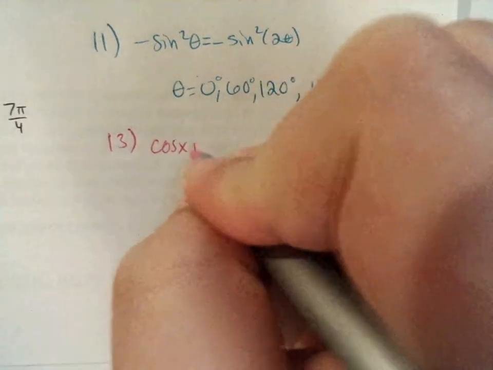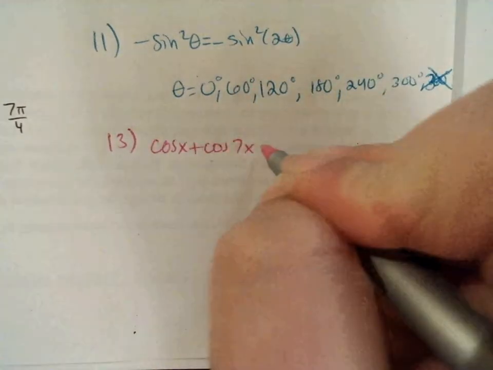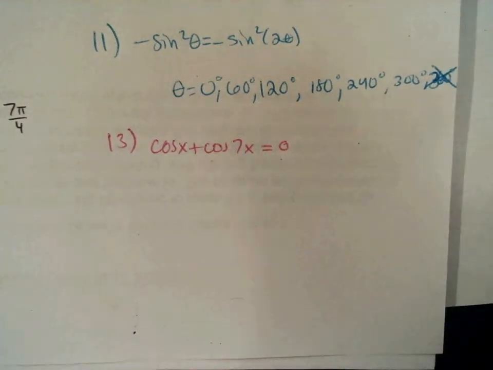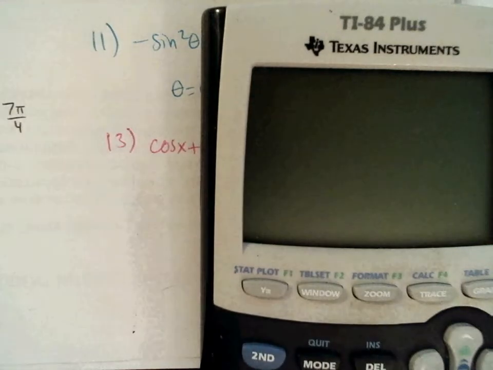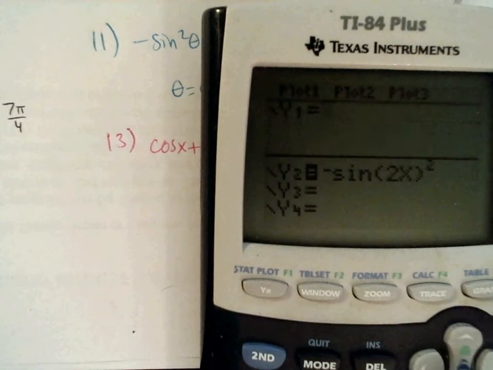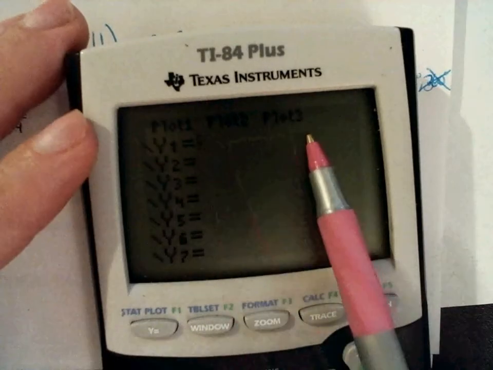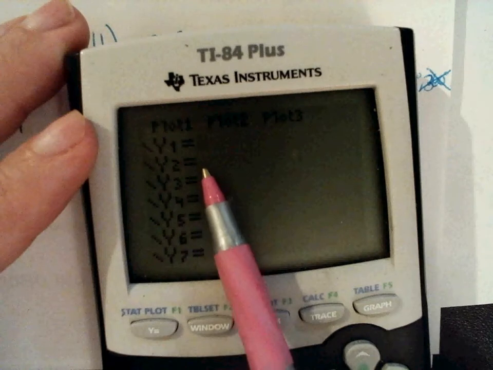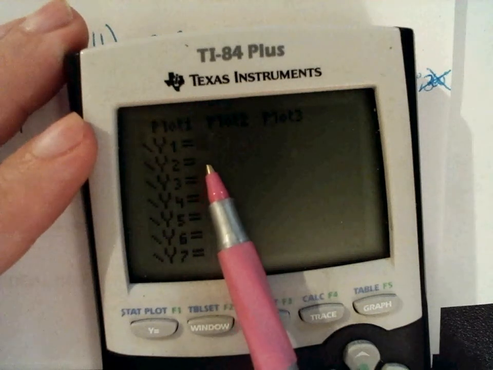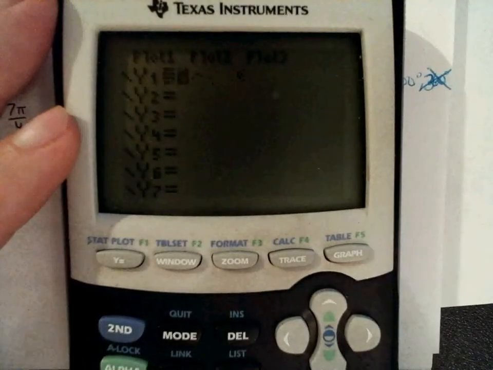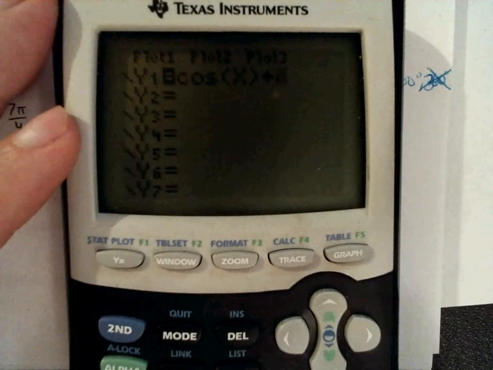So let's go with number 13. Number 13 says cosine of x plus cosine of 7x equals 0. Okay, so it looks like I'm looking for the angles between 0 and 360 for which this equals 0. So I'm just going to graph this function in y1. Oh, I guess I could have addressed, there's a third option. You can do the y1 in this one, and then you can type in 0 into this one and find intersections as opposed to zeros, whatever you want to do. I'm just going to do zeros.